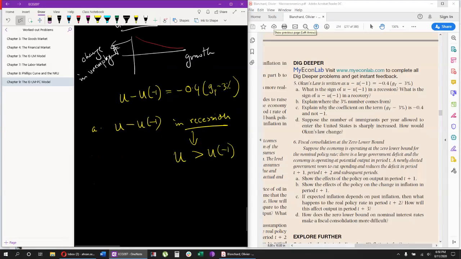So in a recession, unemployment in this period is higher than unemployment in the previous period. Or you can of course put in the time subscript. So what that becomes is unemployment in period T is higher than unemployment in period T minus 1. They're both the same.